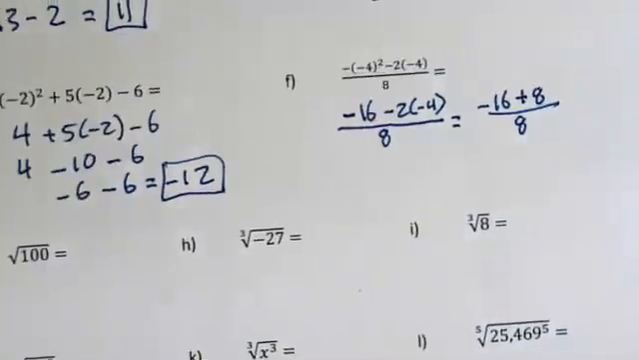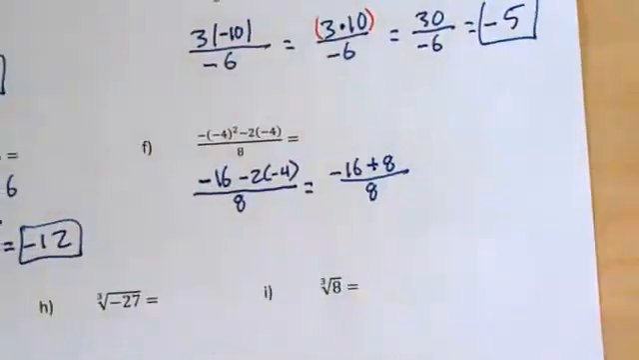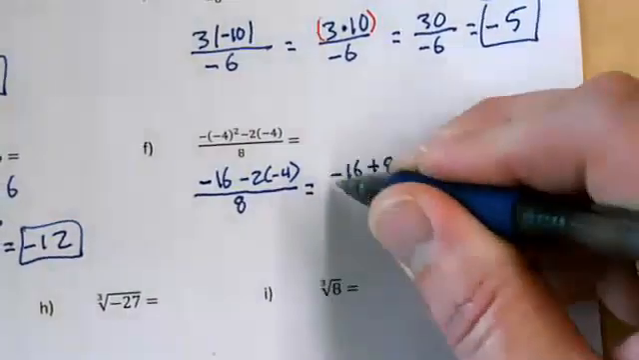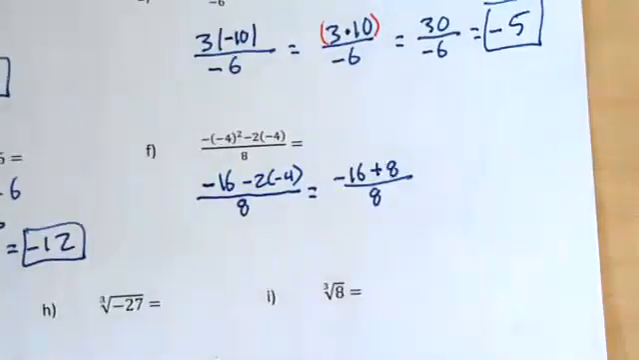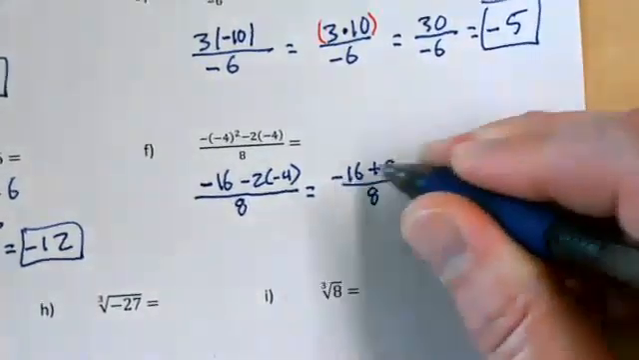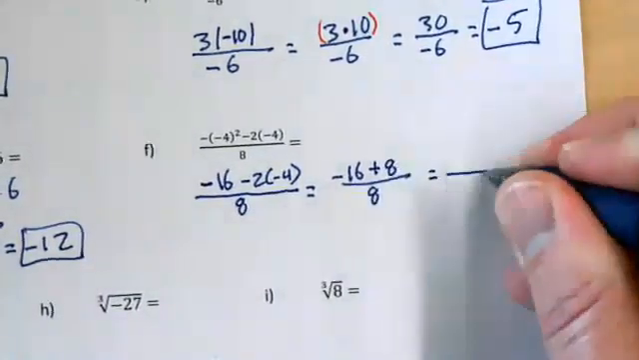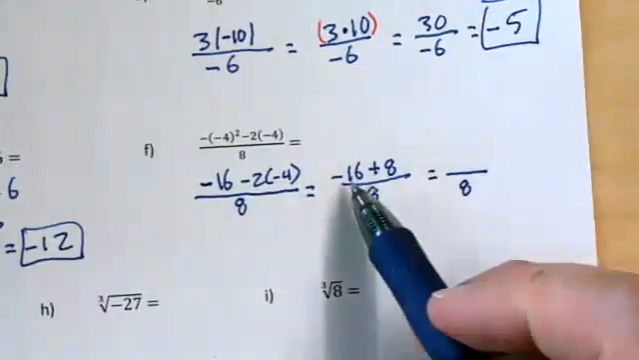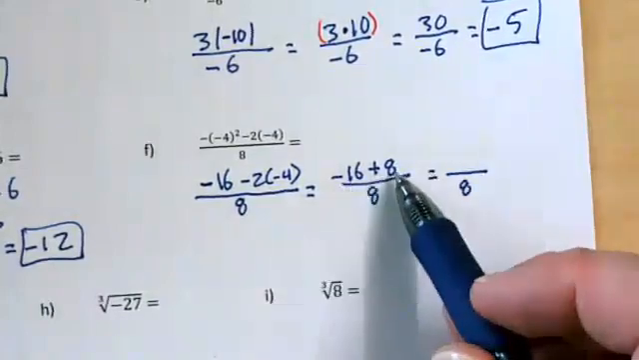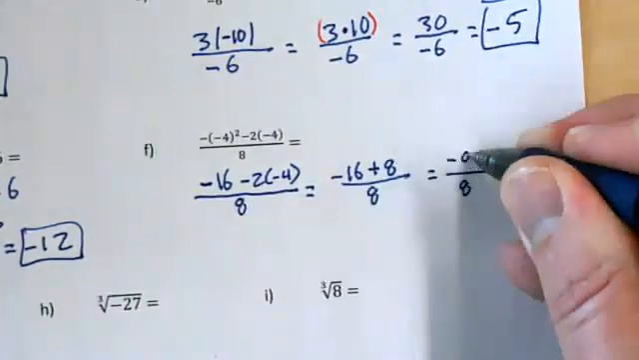All right, let's keep it going here. Remember, there's an invisible set of parentheses around the top of this because a fraction bar creates groups. So we need to do the negative 16 plus the 8 first. So I'll leave this 8 alone on the bottom. Negative 16 plus 8 would be negative 8.